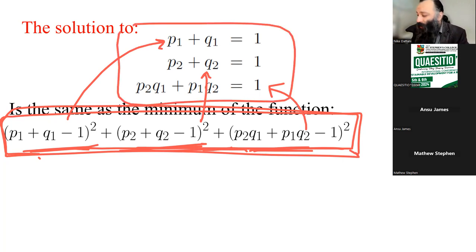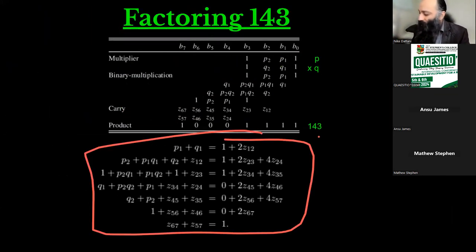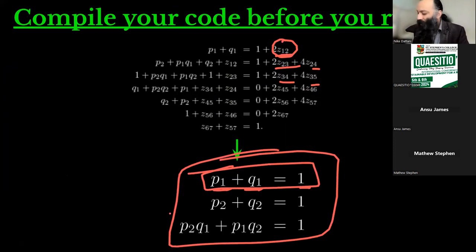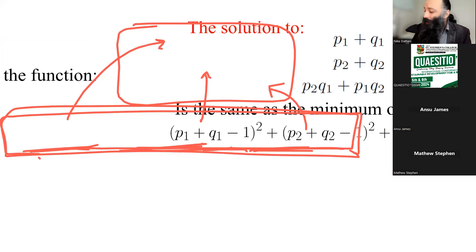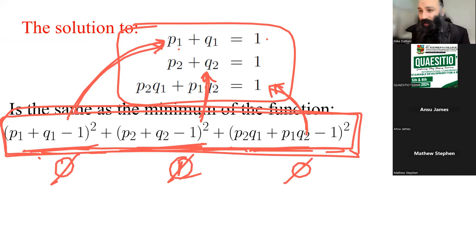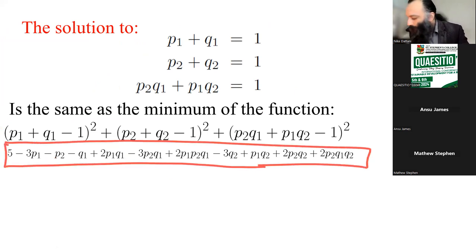And remember, by satisfying these three equations, we are factoring the number. Factoring the number means we're finding P and Q such that P times Q is 143. That just means solving this set of equations, which is equivalent to this small set of equations. I'm satisfying all three of these equations by minimizing this function. If I find the P1, Q1, P2, Q2 that minimize this function, all three of these have to be zero. So factoring the number is equivalent to finding the P1, P2, Q1, Q2 such that this function is minimized.